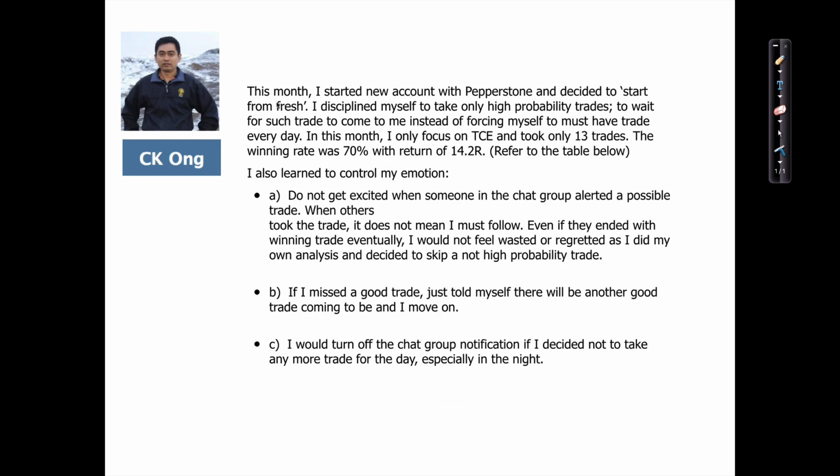And it says, this month, I started my new account with Pepperstone and decided to start from fresh. I disciplined myself to take only high-probability trades, to wait for such a trade to come to me instead of forcing myself to take a trade. That's what I said. This month, I only focused on TC and took only 13 trades for the month. The win rate was 70% with a return of 14.2R. Right? That's pretty good. 14R. So again, take 13 trades and get 14R. Better than taking 30 trades and making 5R.